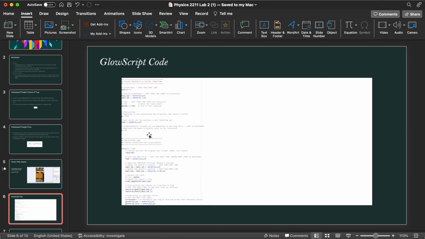For our GlowScript code, you might have to look closely, but our g is going to be 9.8. Our j hat, which is a unit vector for the positive y-axis, is just going to be 0, 1, 0 at first. We're not going to have a proportionality constant because we're not accounting for drag. So basically, we're just going to have a net force of 10, 0, 0, and everything is pretty standard right now.